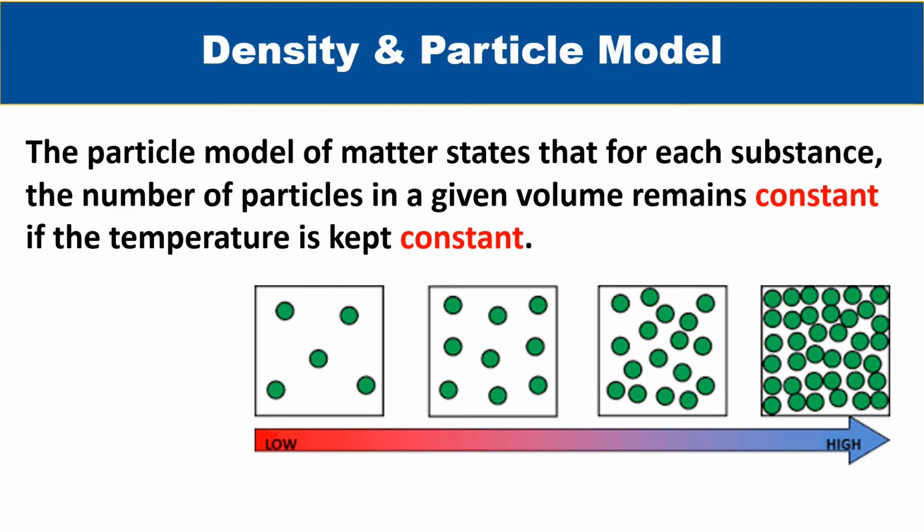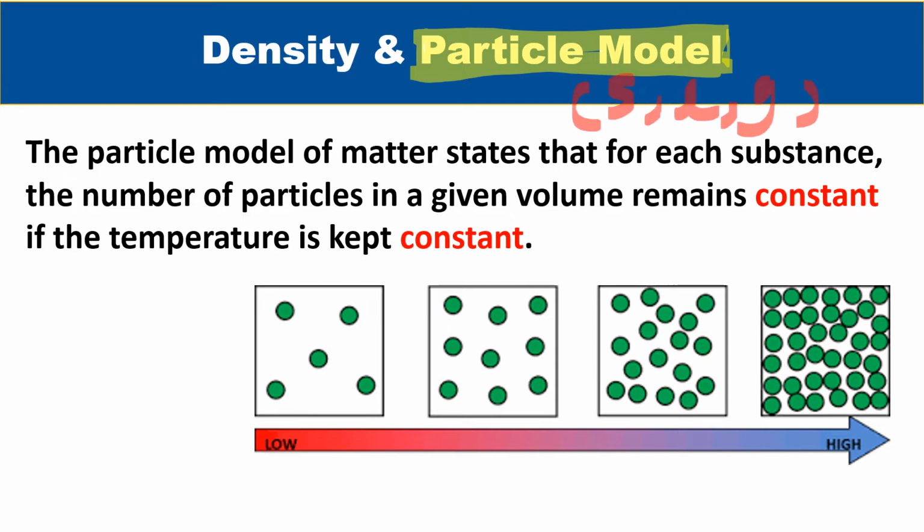In order to understand the relationship between density and temperature, we have to revisit what I like to call the particle model that we learned before. We readily use it to explain the matter's physical state, like solid, liquid, gas. Plasma is not included. But in any case, for each substance, one thing we know is that we have a certain amount of particles in a given volume.